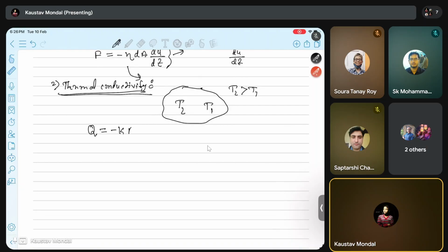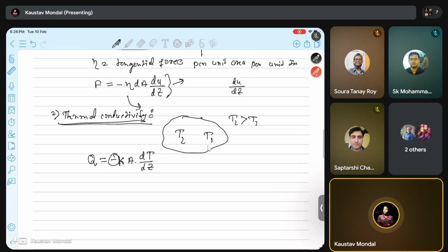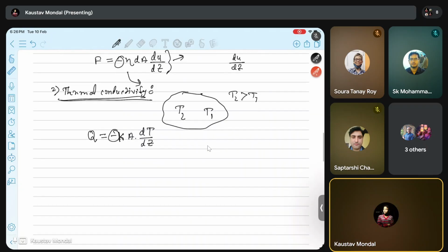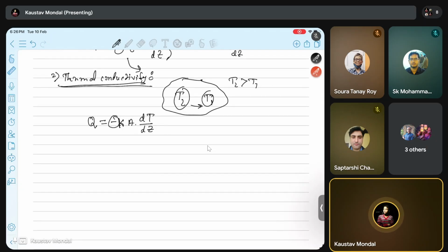kA dT by dz. So this negative sign, like here also, you can see this negative sign. In the case of friction, as we know, the friction always works in the opposite direction to where the object is trying to move, right? So that's why the negative sign comes here. Similarly here also, the heat flows from higher to lower state, so it moves opposite to the gradient. Because of that, this negative sign comes here also.